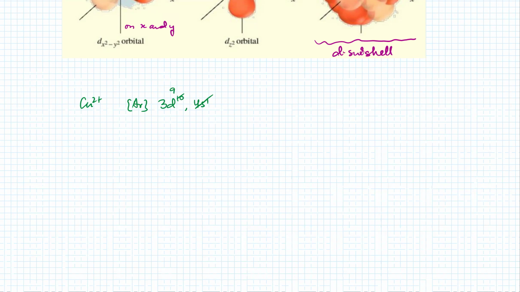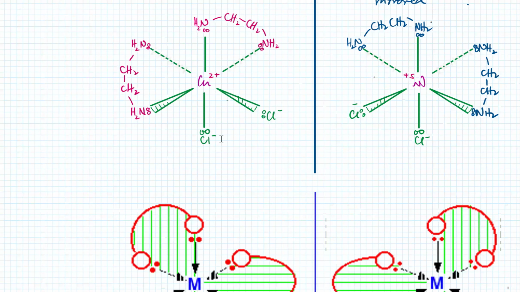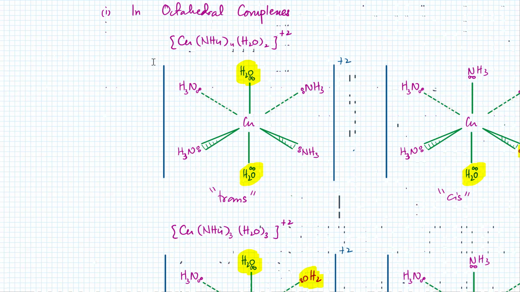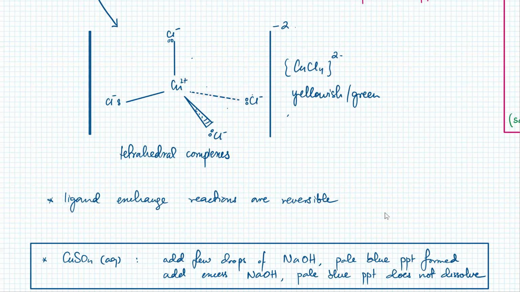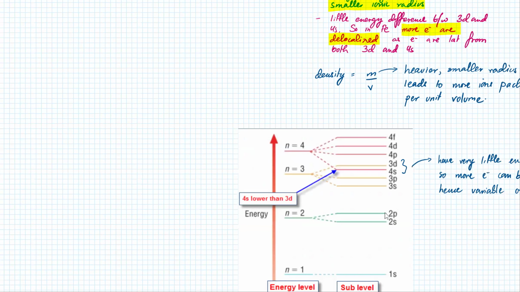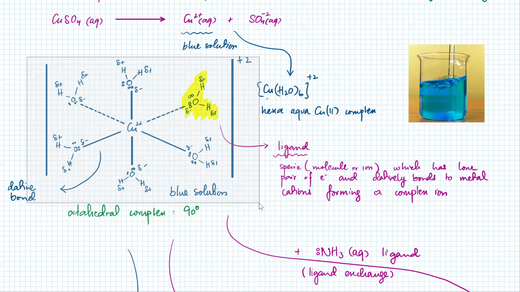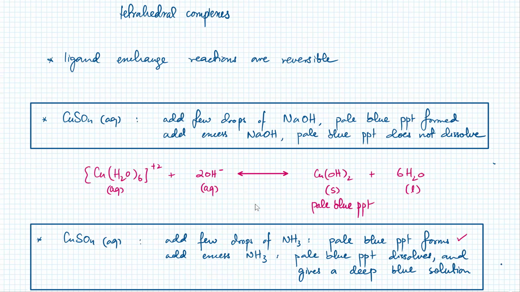So let's see what happens when copper forms a complex, like any of these complexes over here. Let me draw a simple complex. Let's pick the first complex that we drew. So that was with water, right? This one. That was blue. It was a blue colored solution.